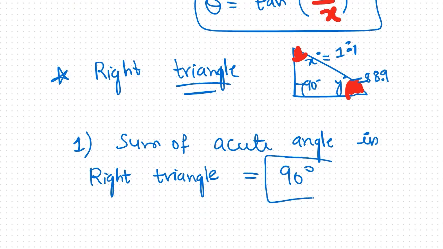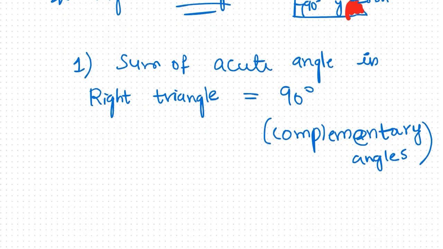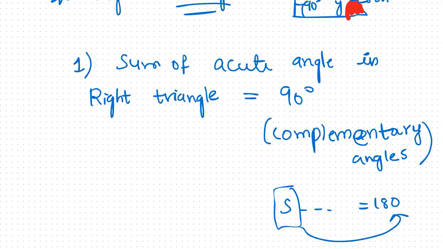If two angles add up to 90 degrees, they are called complementary angles. There are also supplementary angles, which add up to 180 degrees. S comes later in the alphabet, so S will be bigger. In alphabets, C comes first, so C will be smaller.